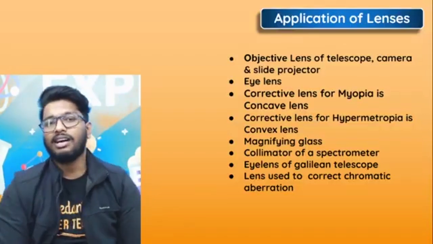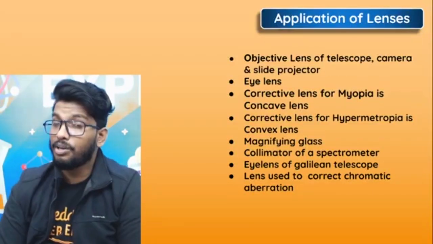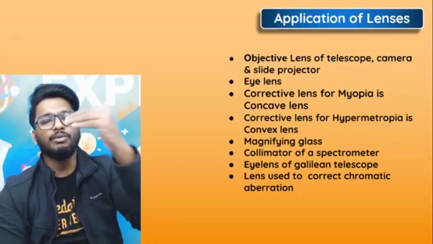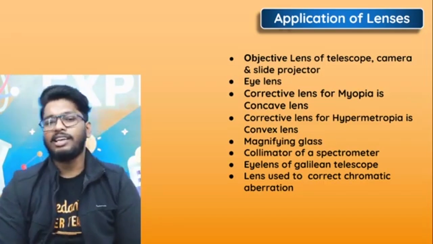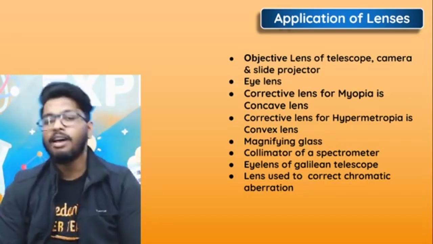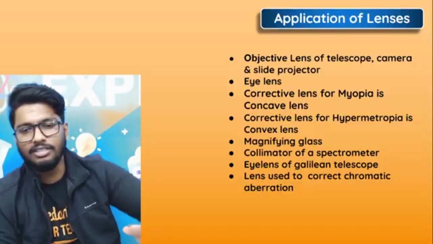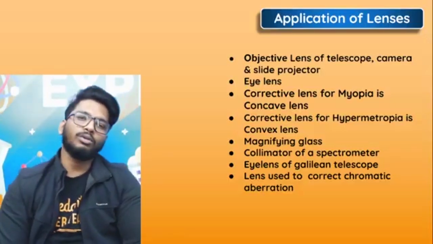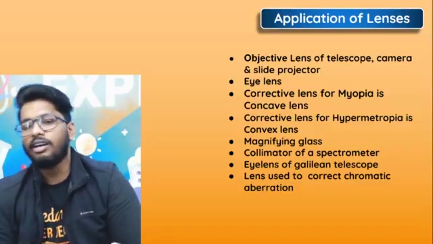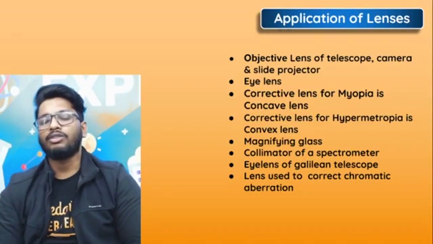Hypermetropia is when a person can't see what is nearby, but can see what's far away. In other words, farsightedness, and in that case, to correct it, we use a convex lens. For magnifying glasses, we use a convex lens. The collimator of a spectroscope, we also use a convex lens. The eye lens of a Galilean telescope, we also use convex lenses. Lenses to correct chromatic aberrations are also used.